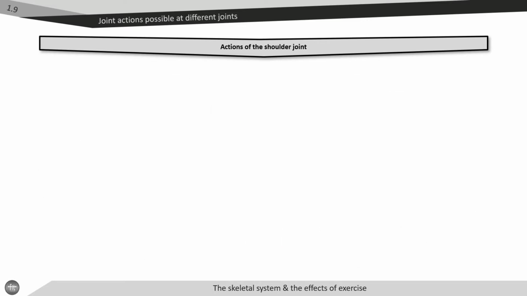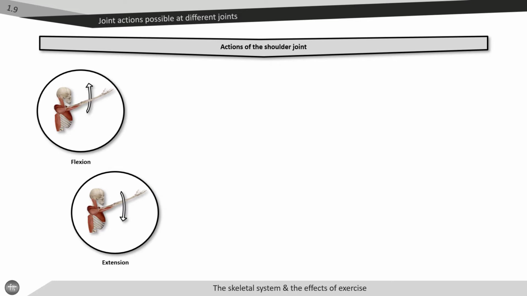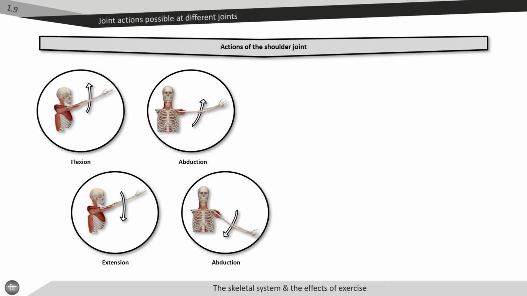The shoulder joint is a ball and socket joint, and it has 8 different joint actions possible. These include shoulder flexion, where the angle of the shoulder decreases and the arm raises towards the sky. Shoulder extension, where the angle of the shoulder increases and the arm lowers towards the ground. Shoulder abduction, this is the moving of the arm laterally away from the midline of the body. Shoulder adduction, this is moving the arm medially towards the midline of the body.